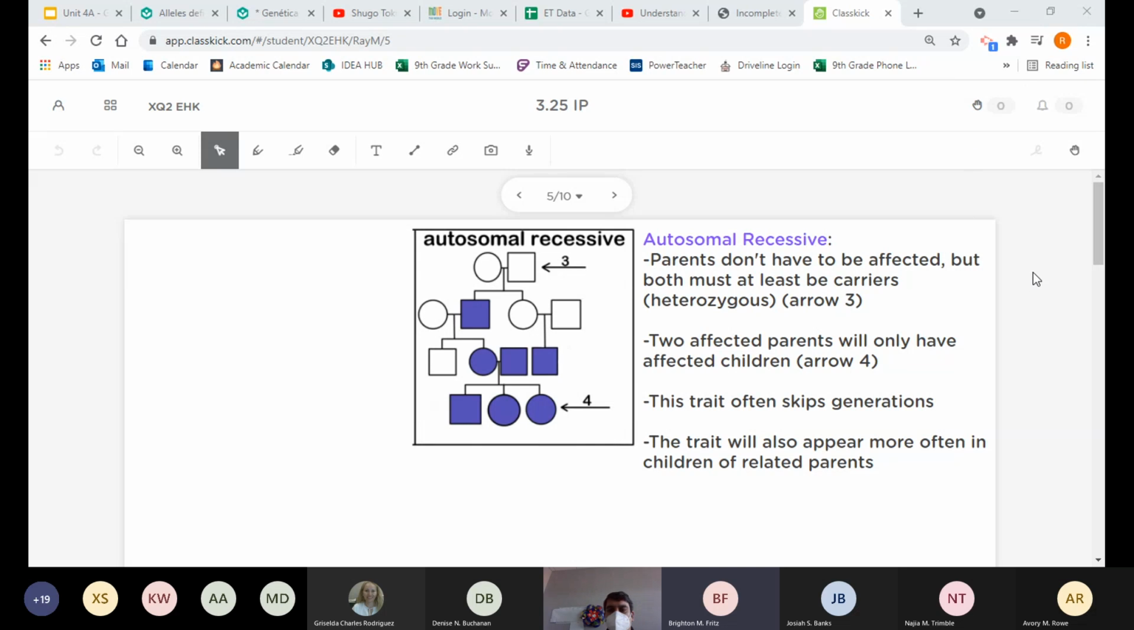Okay, both parents don't have to be affected, but both must at least be carriers. Heterozygous. 2 affected parents will only have affected children. This trait often skips generations. The trait will also appear more often in children of. Very good. Thank you, Brayden.